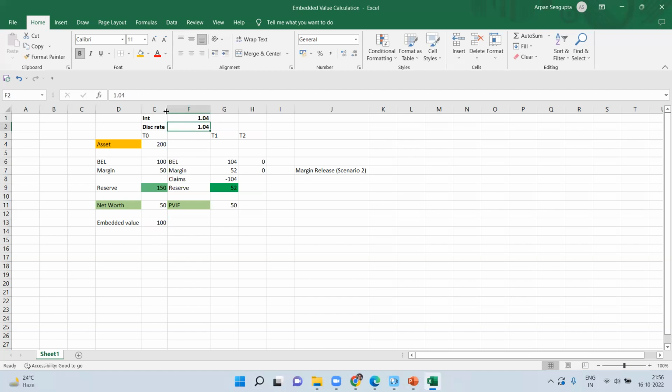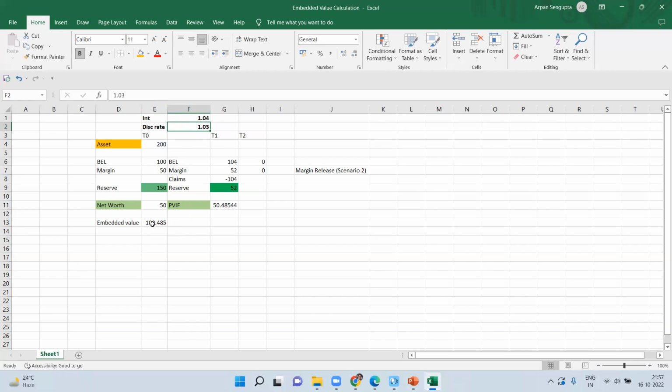But if the discount rate increases, what would happen? The PVI will decrease, right? So the embedded value will decrease. This is not changing, right? However, if the discount rate reduces, and the interest rate is higher, in that case the embedded value would increase.